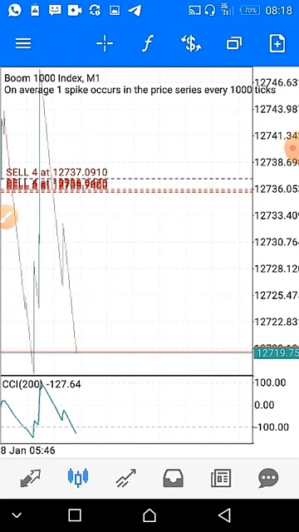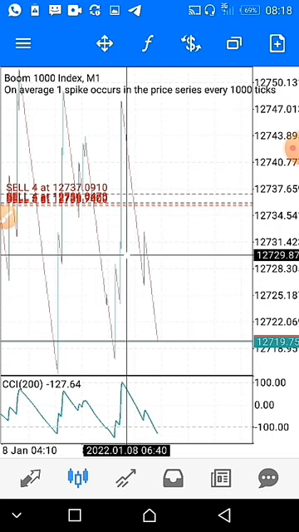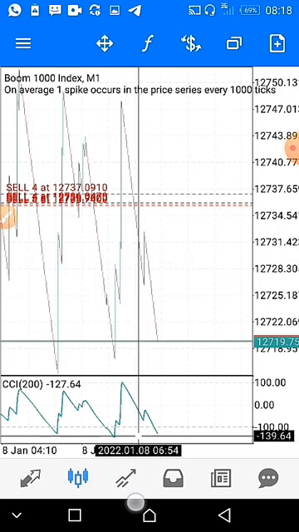So guys, you can see what is happening. We've taken out the spike completely, and it is progressing very well. So that is how it is. Very simple, guys. Just take a look at it.